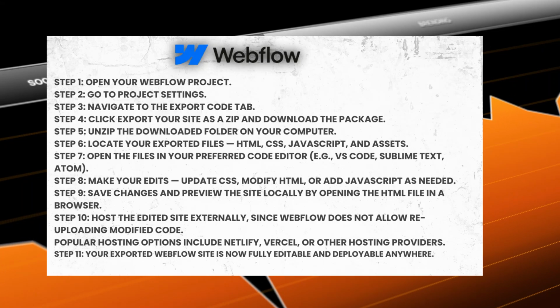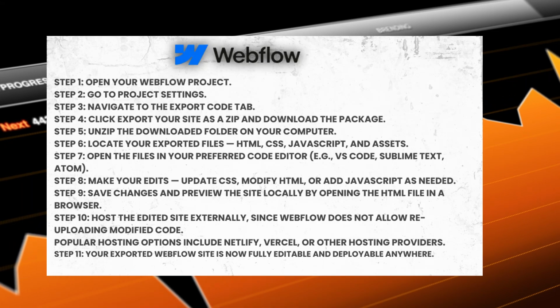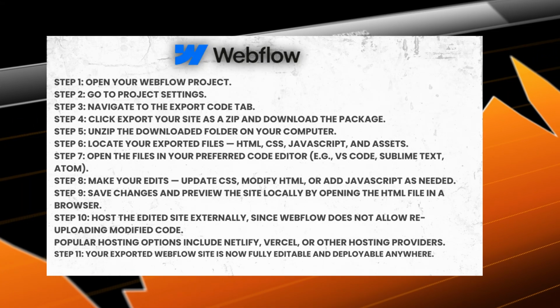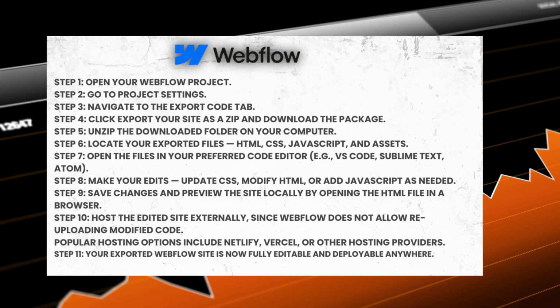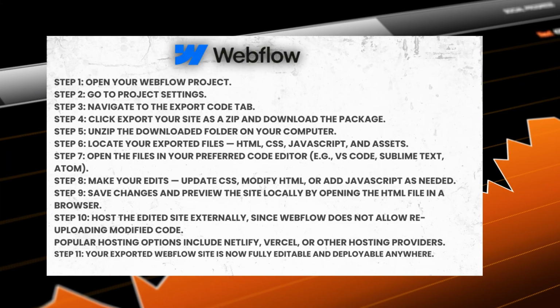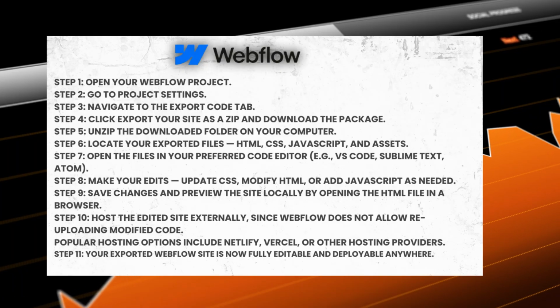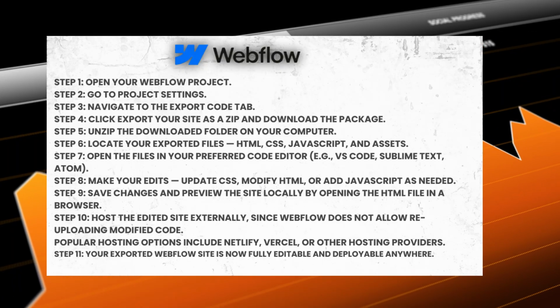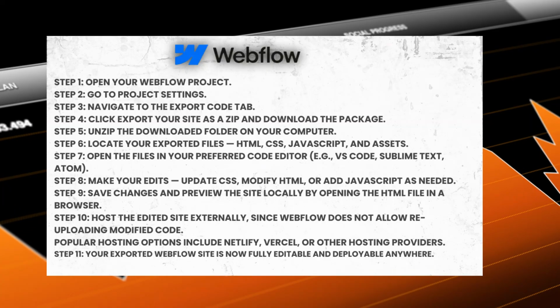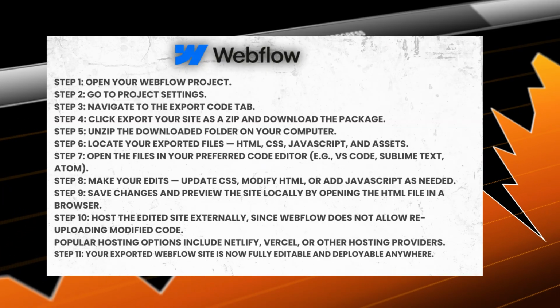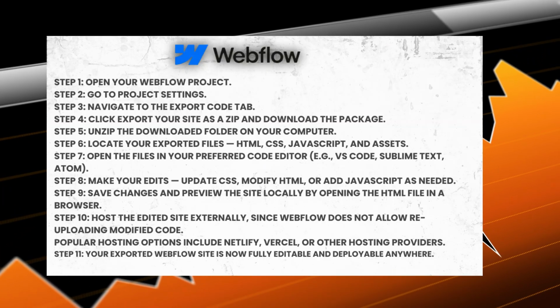You can now open these files in any code editor you prefer, such as VS Code, Sublime Text, or Atom. From here, you can edit the code directly, change styles in the CSS, tweak HTML structure, or add custom JavaScript functionality. Just make sure you save your changes after editing. After making edits, you can preview the site locally by opening the HTML files in your browser.